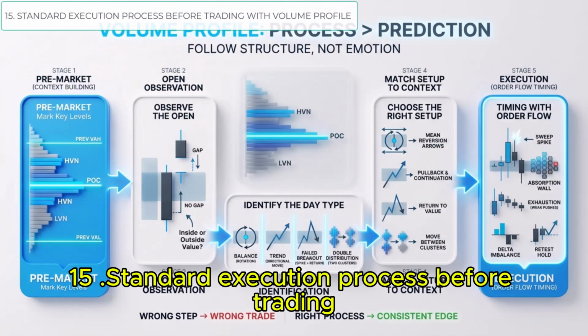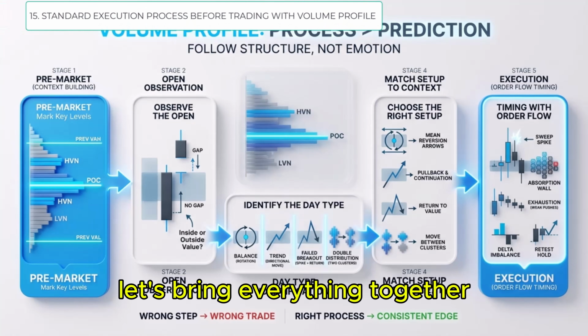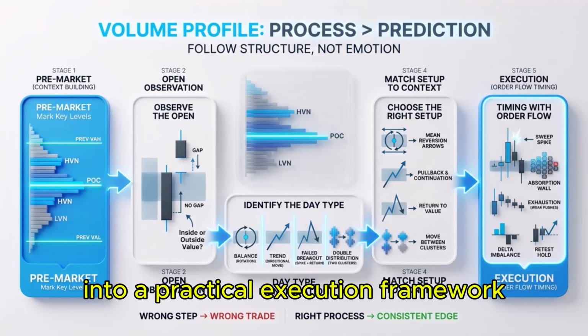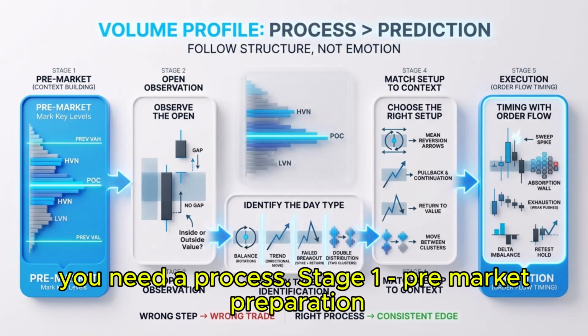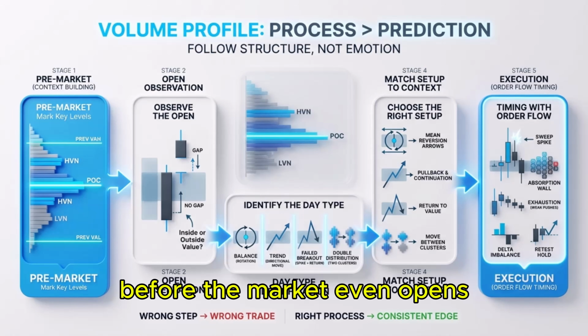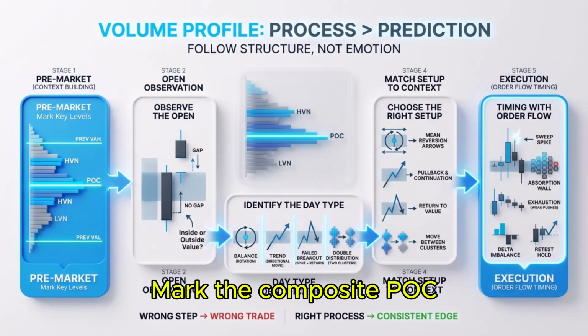15. Standard execution process before trading with volume profile. Now let's bring everything together into a practical execution framework. Because having knowledge is not enough. You need a process. Stage 1. Pre-market preparation. Before the market even opens, you should already know your map. Mark the composite POC.